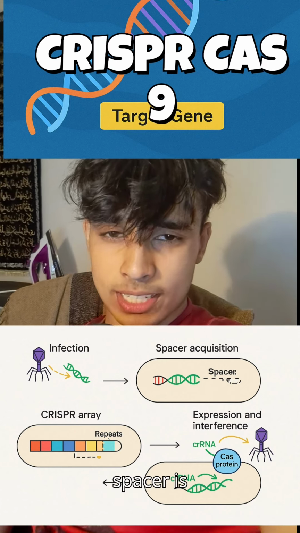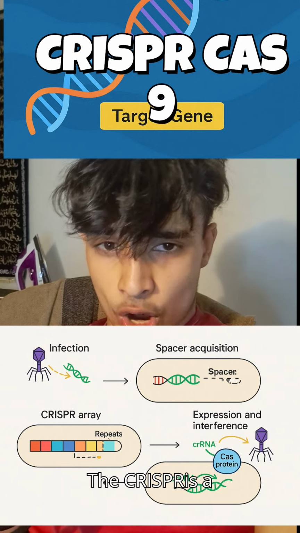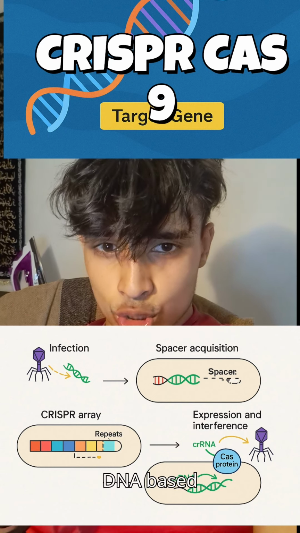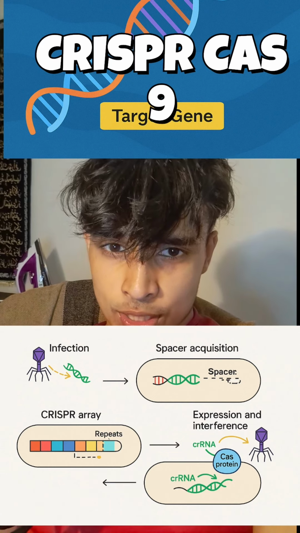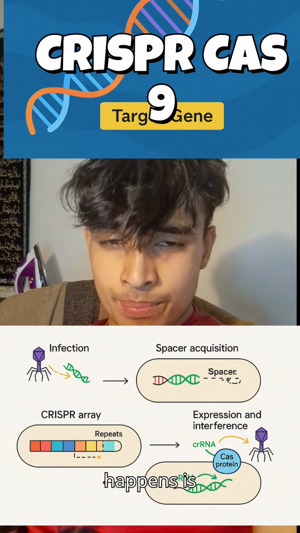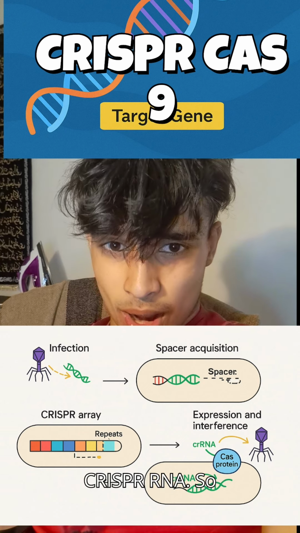So what happens now is that a spacer is produced. The spacer is incorporated into the CRISPR array. The CRISPR array is a segment of DNA that has short DNA base sequences repeated, and these are interspersed with spacer sequences. Okay, now what happens is that you combine the spacer with CRISPR RNA.